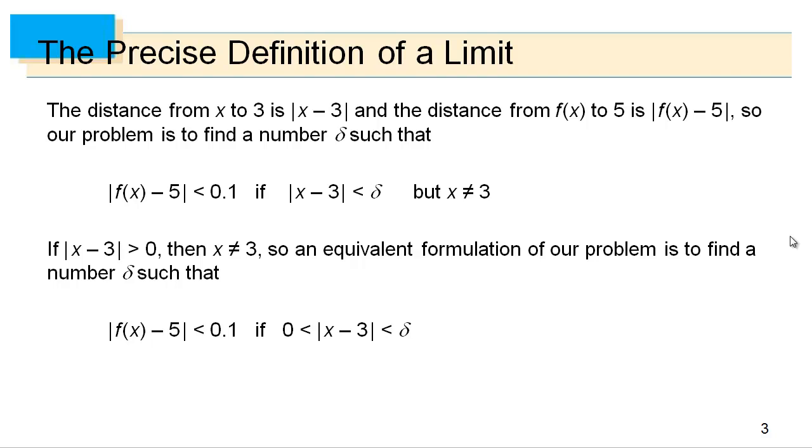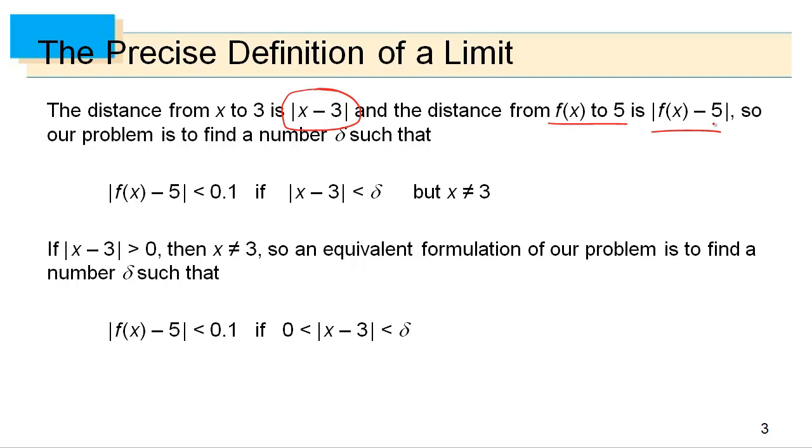Well, the distance between our value x and 3 can be written as the absolute value of x minus 3. That is what distance is. I know you guys have probably thought of the absolute value function as just this thing that makes things positive, but what it really is is a distance function that tells us the distance between two points. And then, of course, the distance between the function and 5 is also an absolute value written this way.